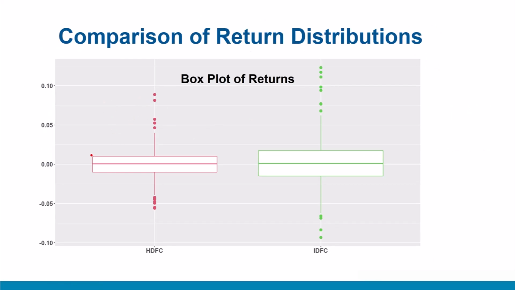For example, a box plot, where you can see the whiskers represent the extreme returns. The center line is the median. This is your 75th percentile. This is the 25th percentile.